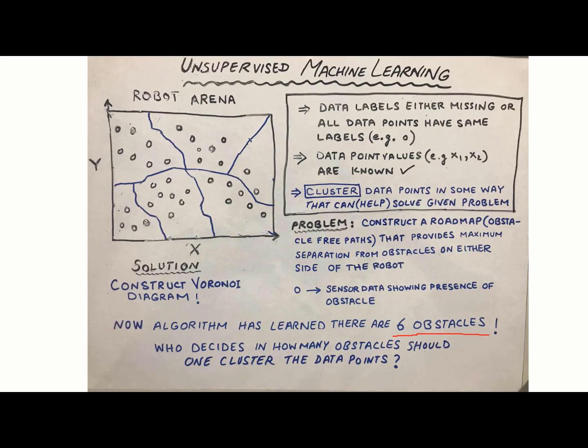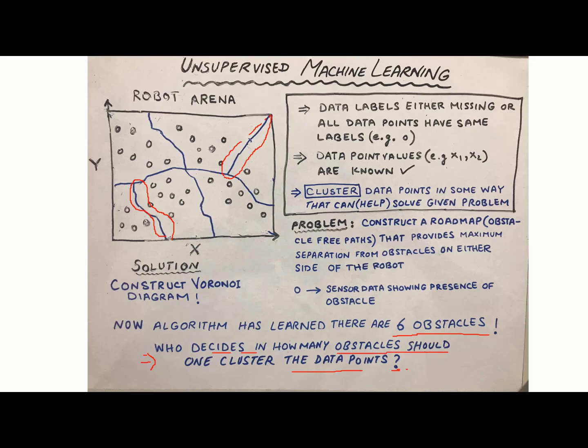So this roadmap tells us that the robot can navigate through this arena in a way that it has a bit more freedom. So you see that this particular path was missing last time, and so was this. And that begs an important question: who gets to decide in how many clusters we are going to group our data, or how many obstacles do we need to assume?